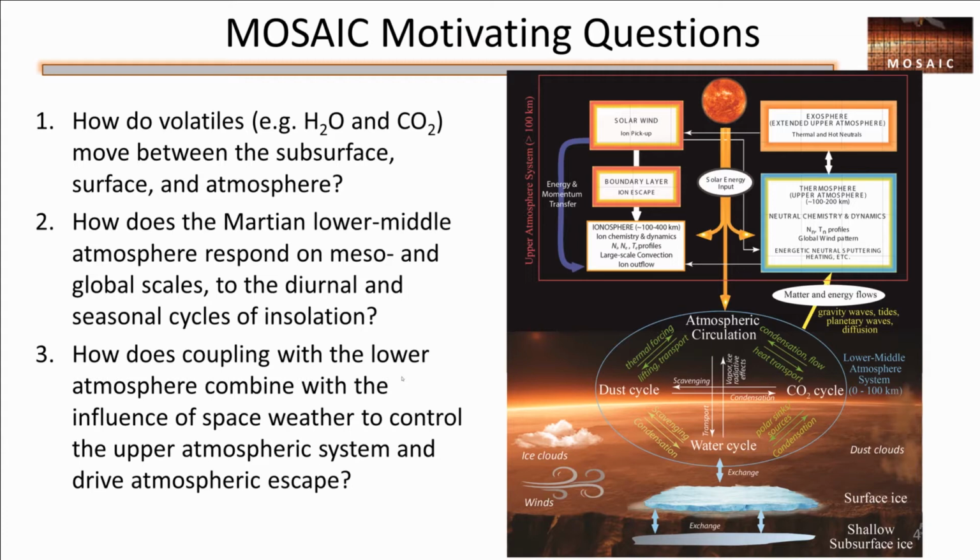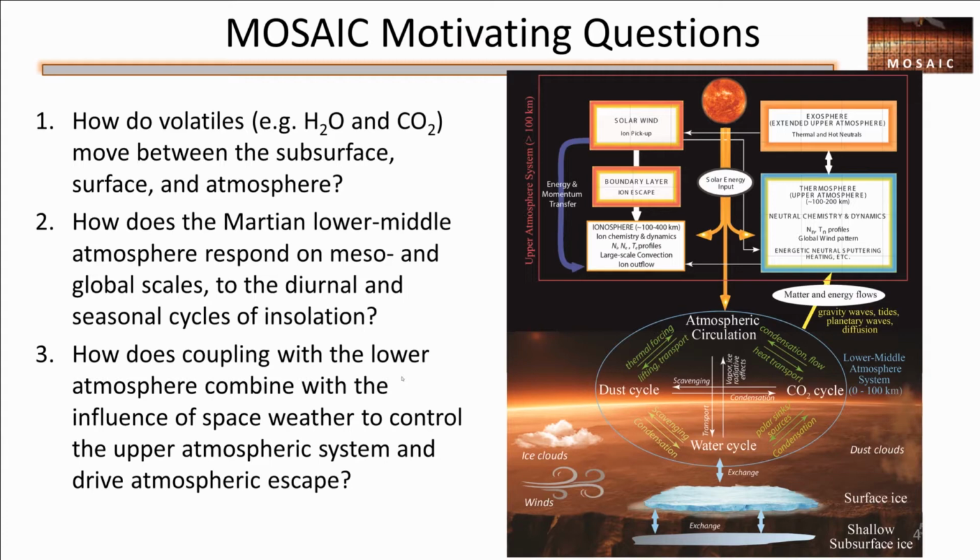First, we know there's a large annual cycle of movement of water and CO2 between the atmosphere and surface ice reservoirs in the polar regions, but we don't understand the numerous processes, both in the shallow subsurface and the boundary layer and on the surface itself, that drive surface pressure variations and ice distribution.